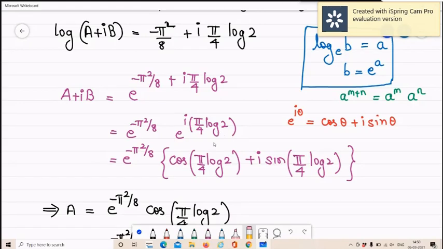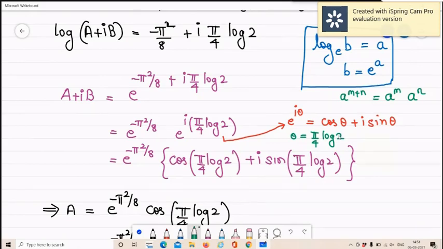Is that clear? Now what is the next formula that we are applying? This is what we are talking about. That e raised to I theta is cos theta plus I sin theta. So for this particular sum, my theta is pi by 4 log 2. My theta is pi by 4 log 2. So we are going to apply here. You can see cos theta. So cos of pi by 4 log 2 plus I sin of pi by 4 log 2.